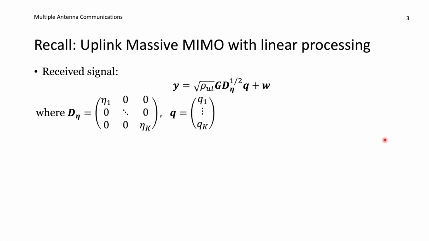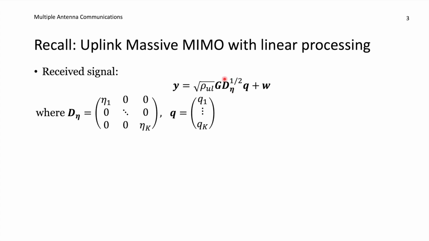We begin by recalling the system model for the uplink of a massive multi-user MIMO system. We have K users, and they are transmitting different signals, q1 to qK. Each of them is multiplied with the maximum power, rho uplink, under a square root. And then there is a power control coefficient for every user, eta 1 to eta K. They are in this diagonal matrix, and we take a square root of them as well.